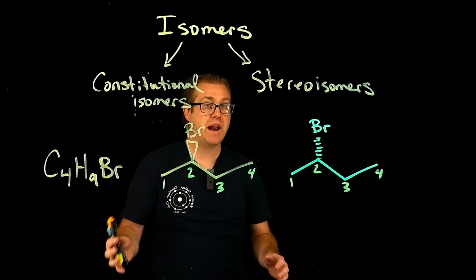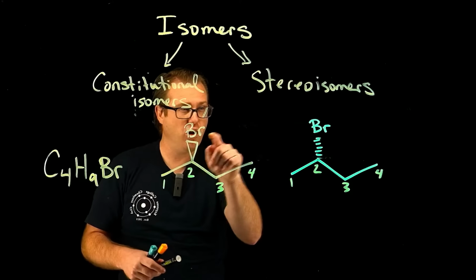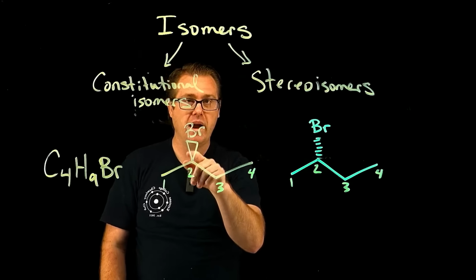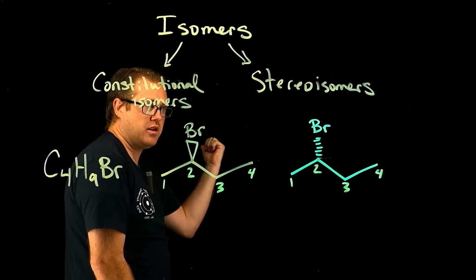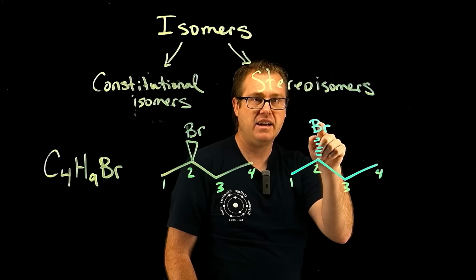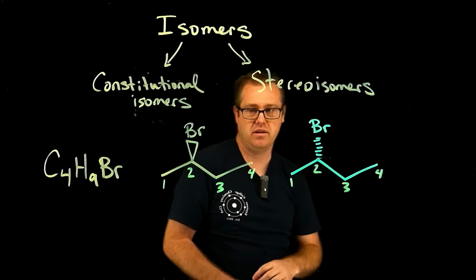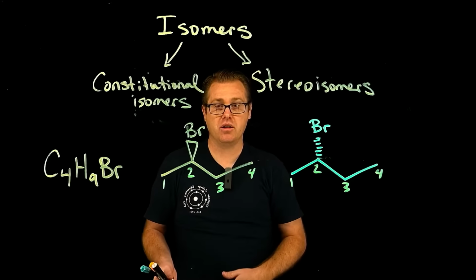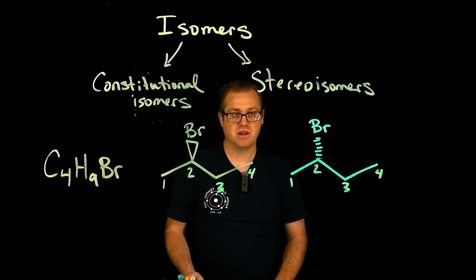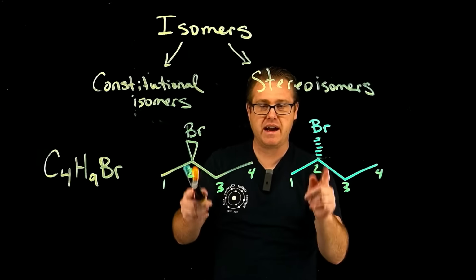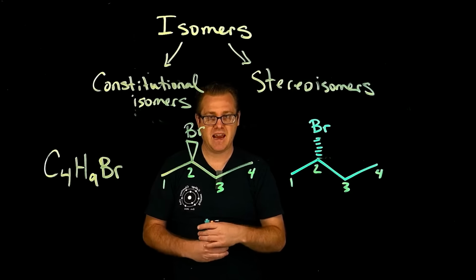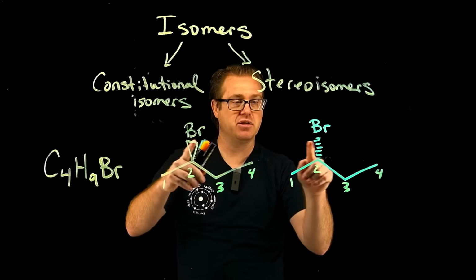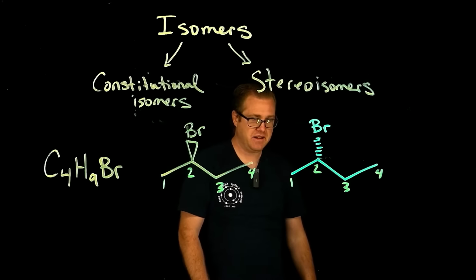But the spatial arrangement of these bromines are different because this bromine is a wedge, so it's sticking out of the board, and this is a dashed bromine, so it's sticking into the board. And so these two molecules are called stereoisomers of one another. These are stereoisomers because they have the same molecular formula, same connectivity. It's just the spatial arrangement of the atoms is different.